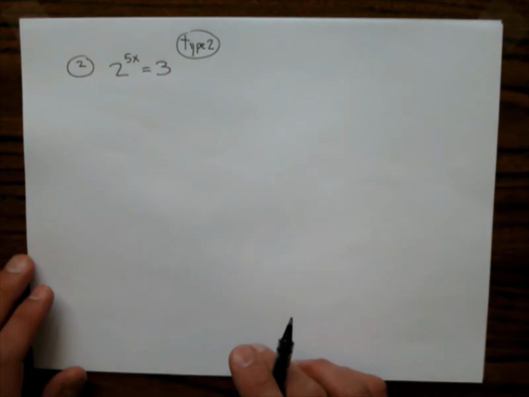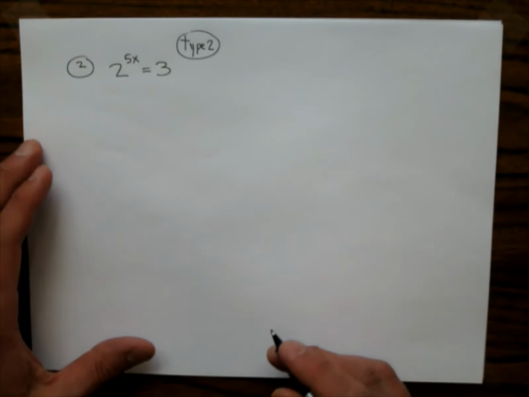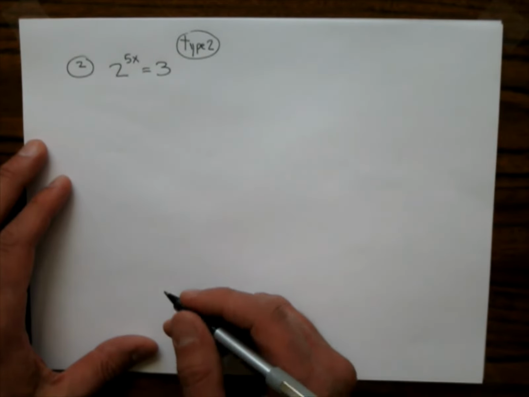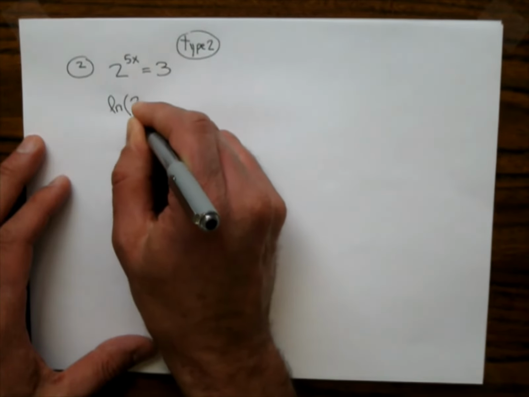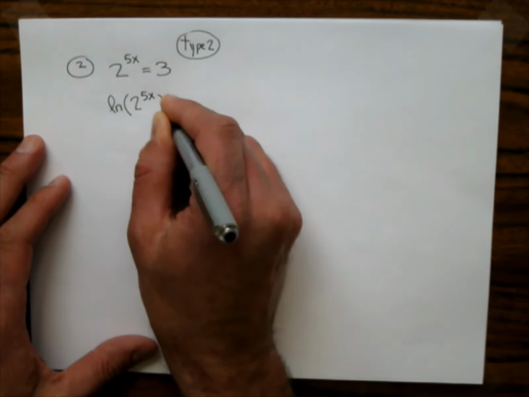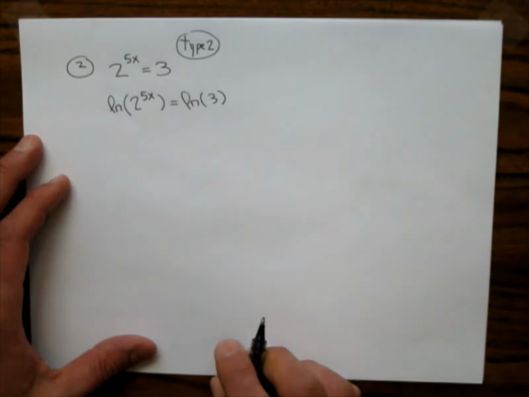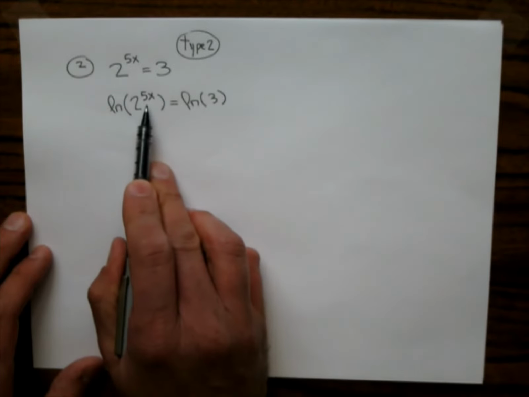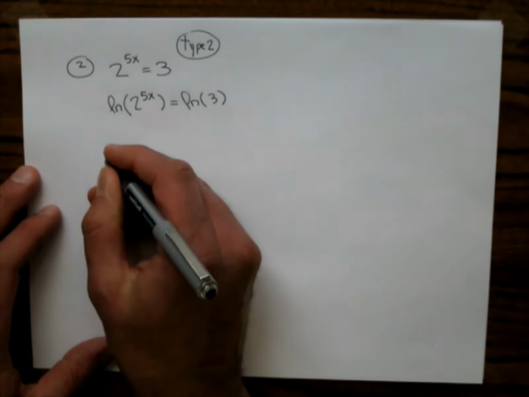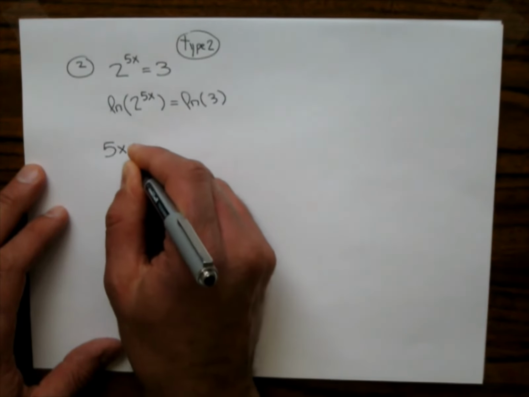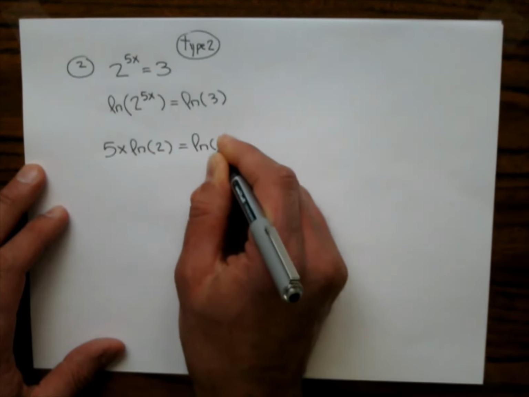With type 2 exponential equations, we're going to do something that we did in 6.2. We are going to log both sides, and I'm going to ln both sides. Your book will use the ln, so I'm going to keep with what your book is doing. You ln both sides of the equation. Okay, by doing that, now we can use the power rule of logs to make that guy jump in front of the logarithm. So I have 5x ln 2 equals ln 3.